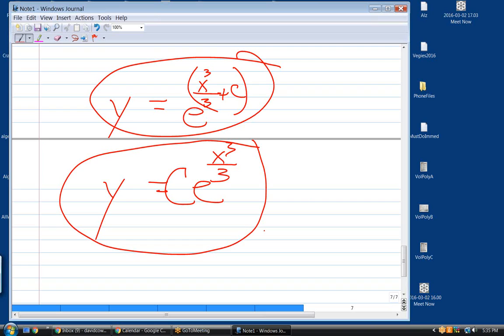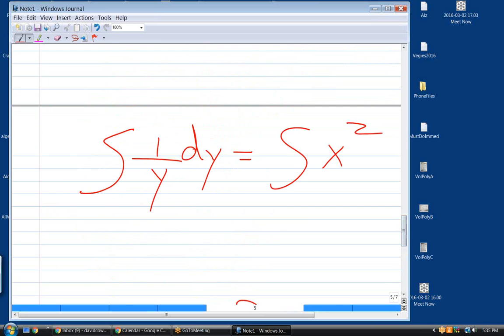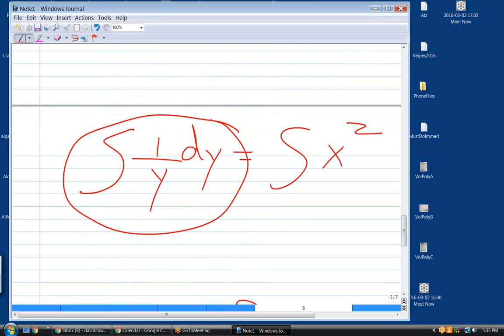So that's the only other hard one that you might come across, and I would expect you to come across that. So whenever you're looking at that, know you're going to have to do that process. Because the integral of that is always natural log of y, and then you always have to exponentiate both sides.